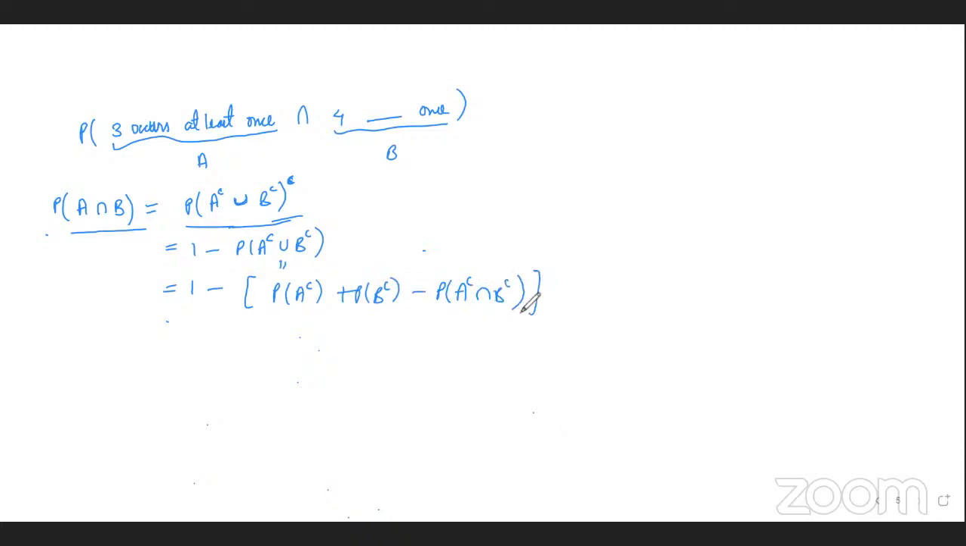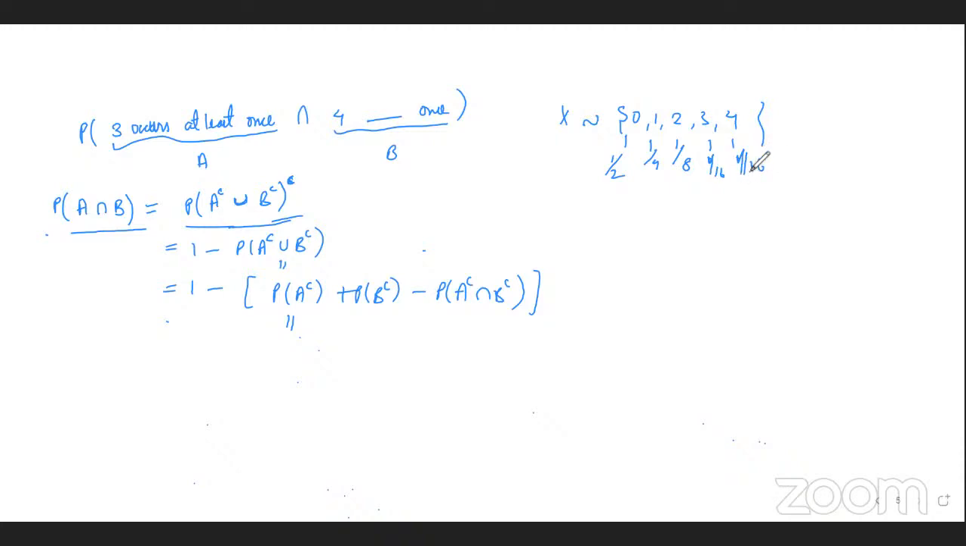Now what is probability of A complement? What is A? A is 3 occurs at least once. So we had a random variable X taking values 0, 1, 2, 3, 4, with probabilities 1 by 2, 1 by 4, 1 by 8, 1 by 16, and 1 by 16 again.